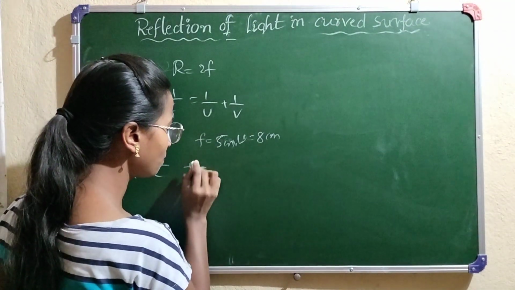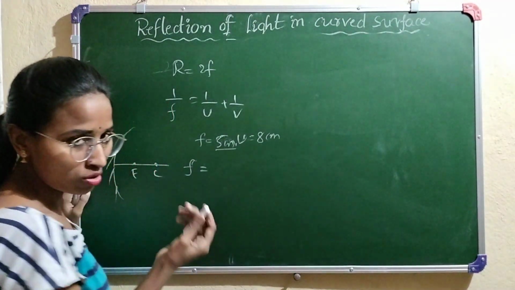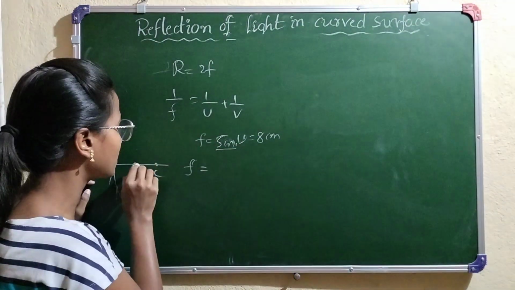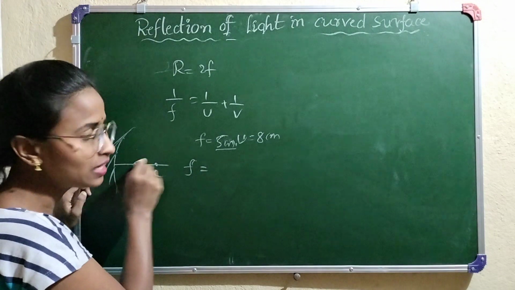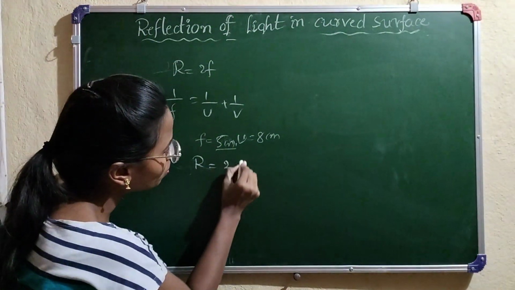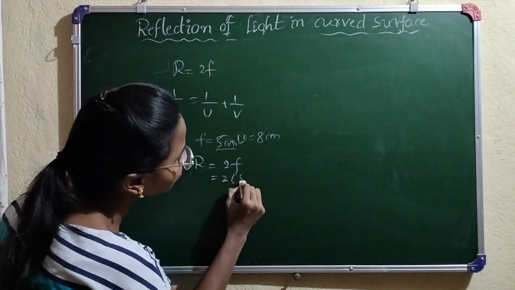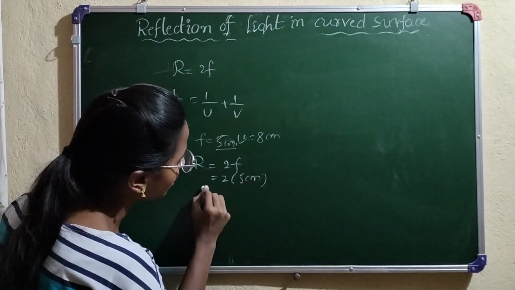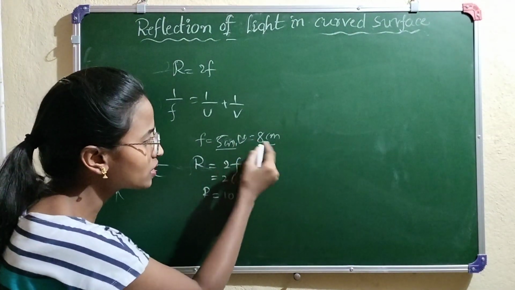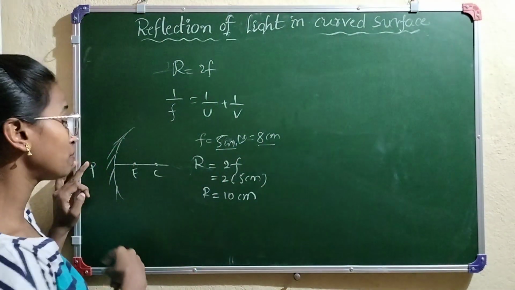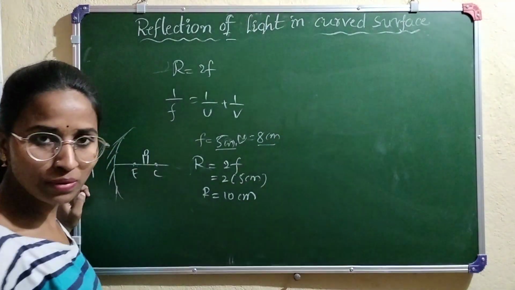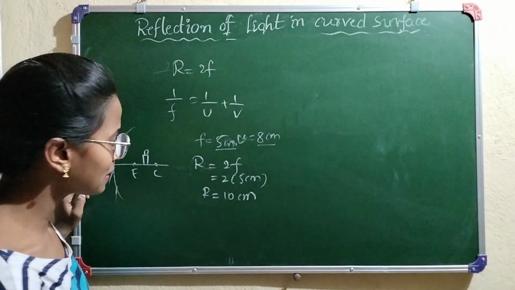F is equal to 5, they gave. In the concave mirror, if you are keeping an object, f is 5 and R will become 2f, which means 2 into 5 centimeters. So R will become 10 centimeters. But where is the object? At 8 centimeters. Which means we can predict it will be in between the F and C. Am I right? Yes.